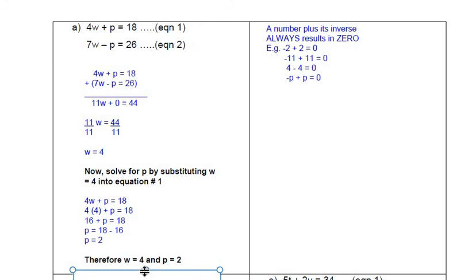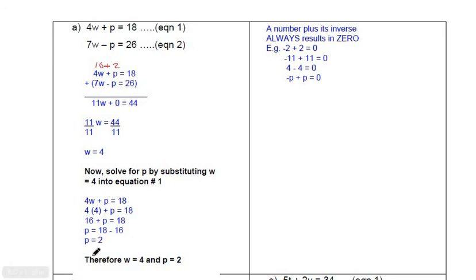We can always substitute the values into the original equations just to double check that we did the correct thing. So we said that W is equal to 4 and P is equal to 2. So if W is equal to 4, 4 times 4 is 16. And if P is equal to 2, 16 plus 2, you see how that gives us 18? Very good. So it proves that the first equation is true.